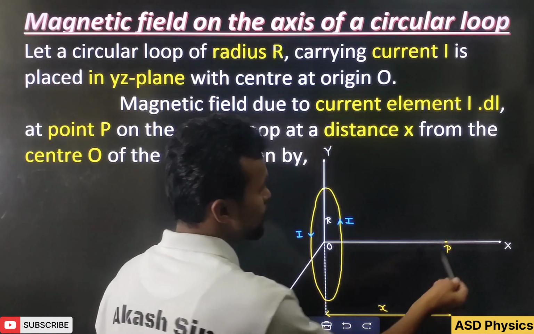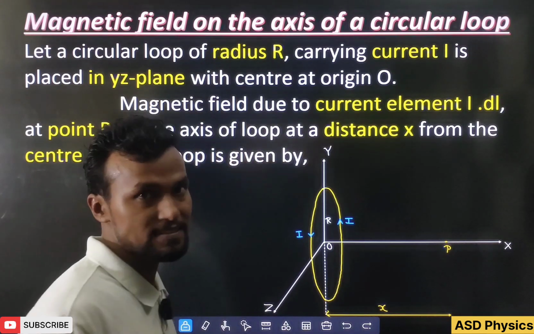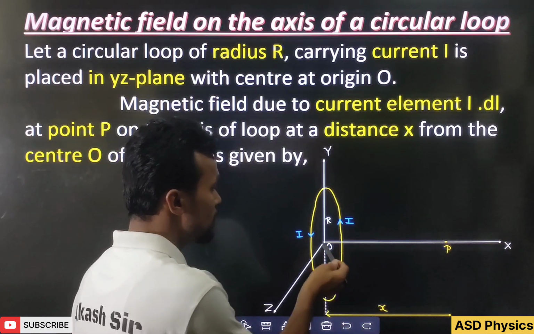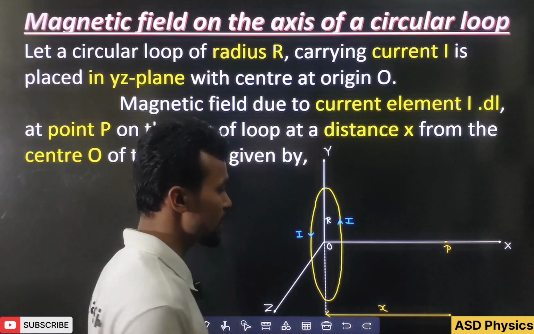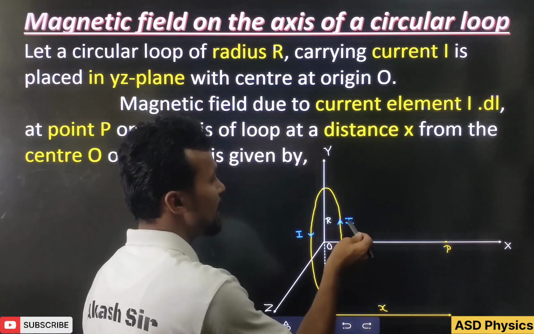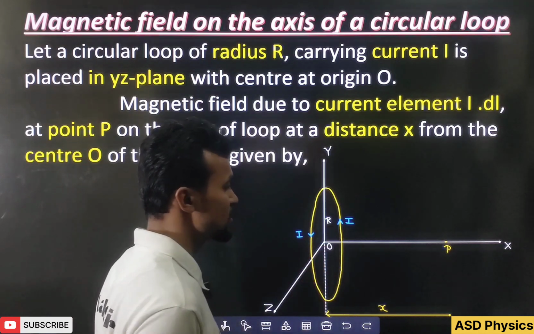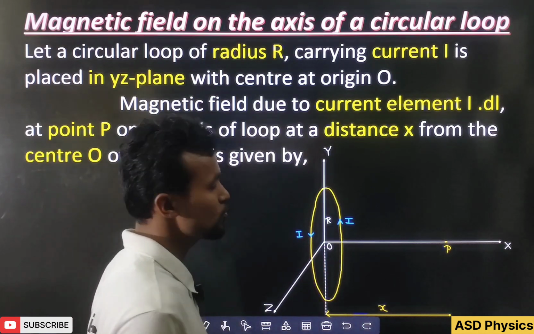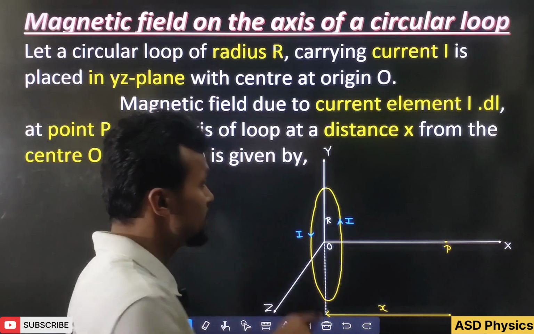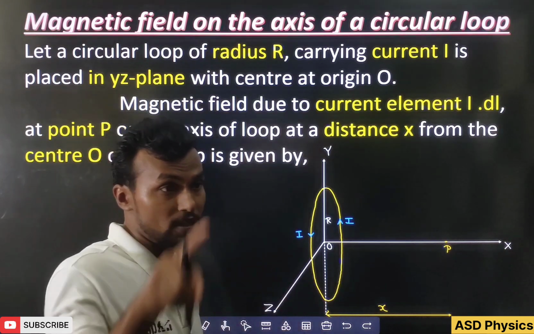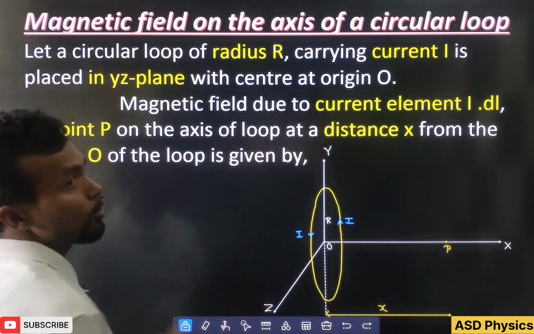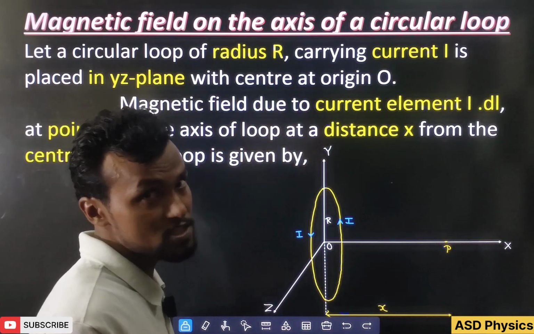And after that there is one observation point P on the x-axis, and its distance, that means the distance of the observation point from the origin, or we can say the center of the ring, is x. So P is the observation point, I is the electric current, capital R is the radius, and small x, as I have told you, is the center to observation point distance. And most important, the ring is in which plane? YZ plane, and the observation point is where? On the x-axis. So now let's see all this description, because in our derivation we have to write all these things.